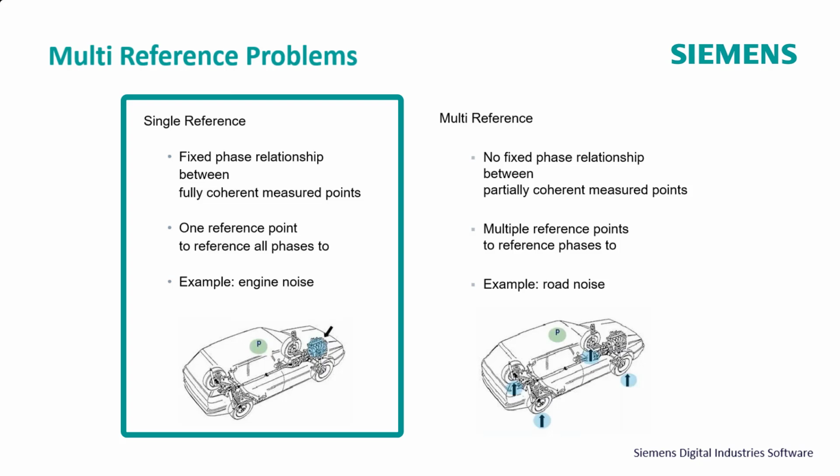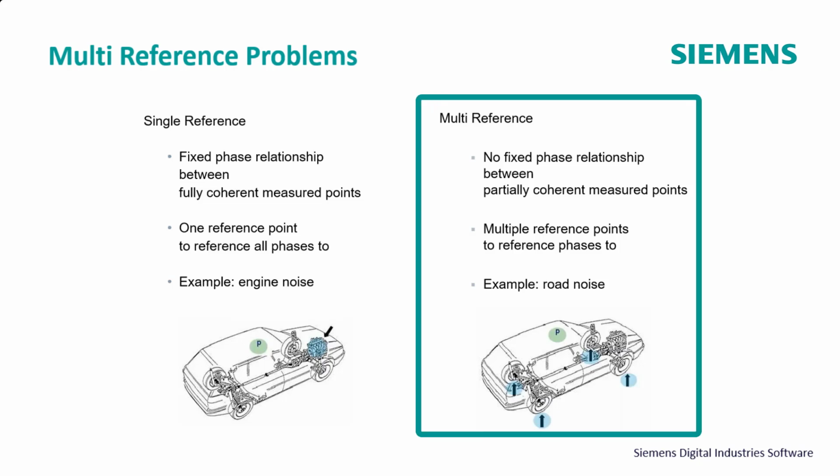So in the example shown here, if I have an engine driving a powertrain, driving a drive shaft, driving a rear axle, maybe driving a front transfer case, and I have steering pumps and all these different accessory drives all hooked up to that, there's a phase relationship between all of those different orders, so that would be a single reference problem.